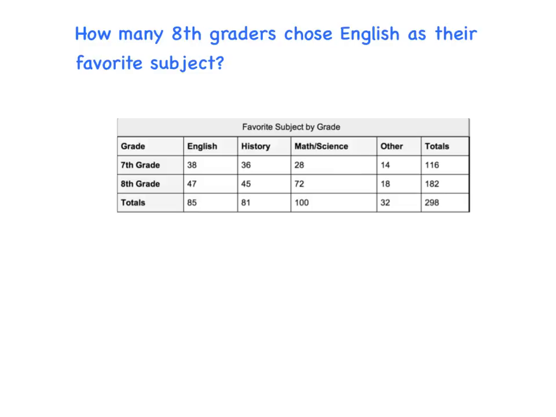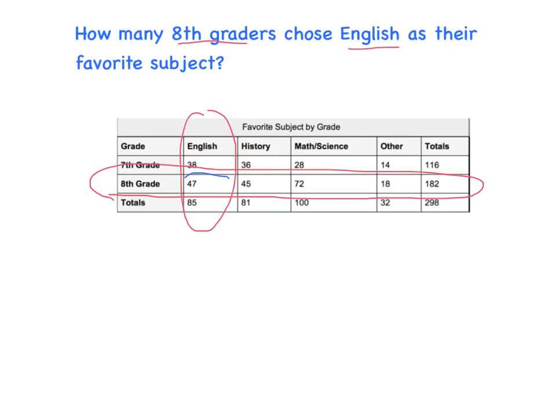We are being asked to determine how many 8th graders chose English as their favorite subject. What we need to do is look at our two-way table in the 8th grade row. We then want to look at the English column. Where the two overlap is the answer to our question. 47 students who were in 8th grade chose English as their favorite subject.